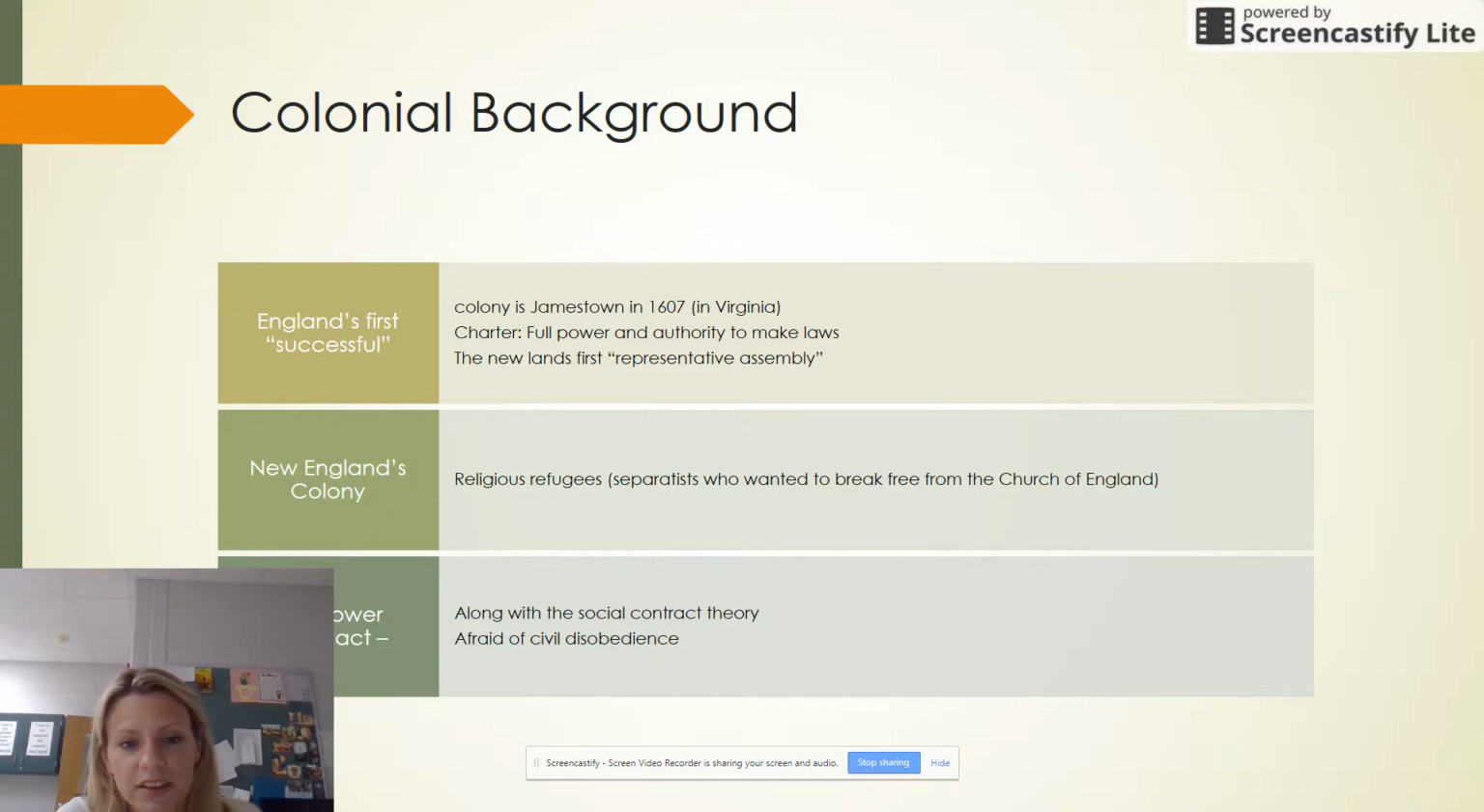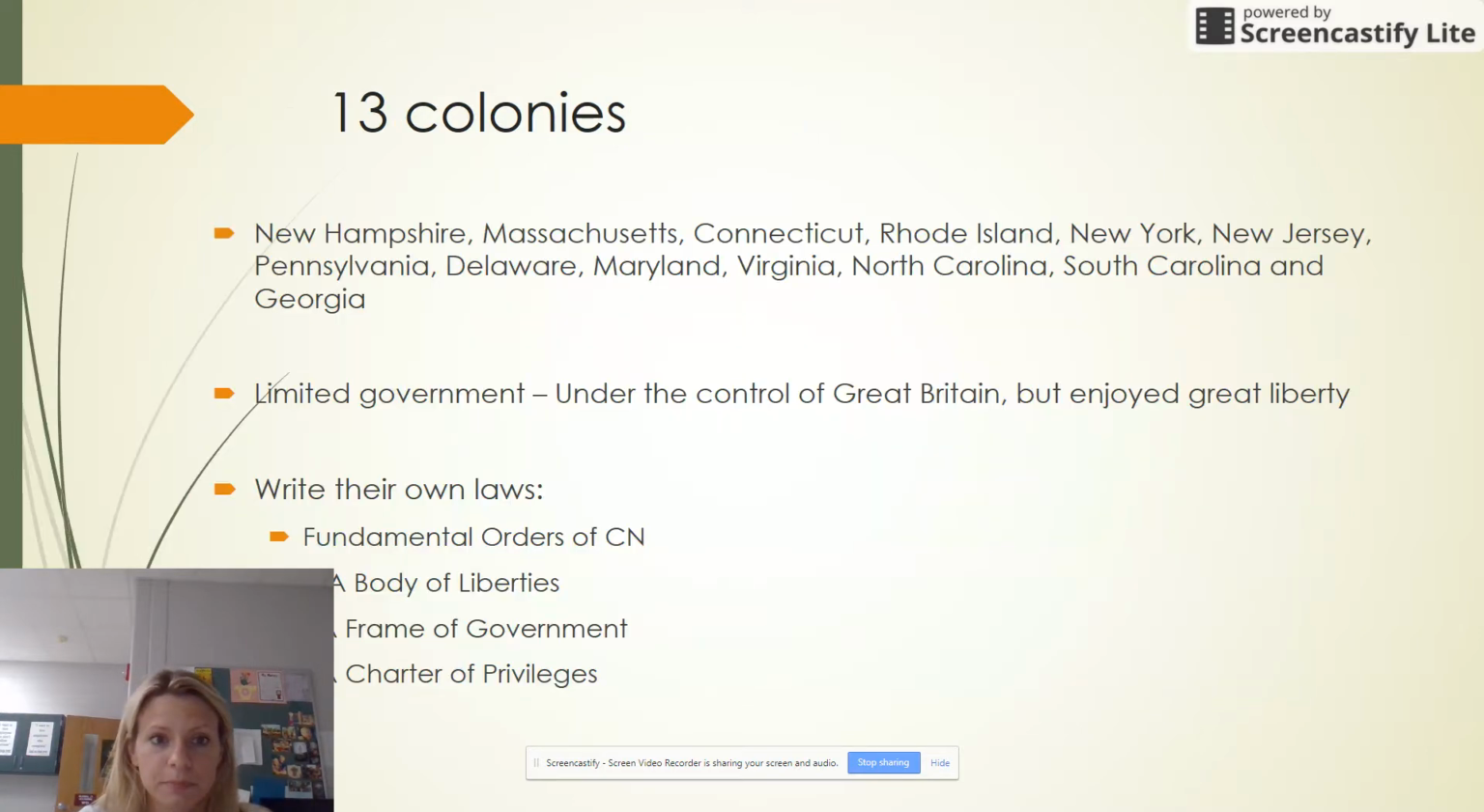New England also has their first colony, which is religious refugees. So if you think of like the pilgrims, those are separatists who want to break free from the Church of England. So they come over here as religious refugees, and they are more in the north. The Mayflower Compact is going to be the United States' first example of the social contract theory. The new colonists come over here, and they're afraid of civil disobedience. Prior to this, they had a king or some sort of central government that would make sure people were following the rules, and if you didn't follow the rules, there was punishment. The Mayflower Compact builds on this theory of social contract where we give up some of our rights, and in return, we expect the government or the people in charge to protect us.